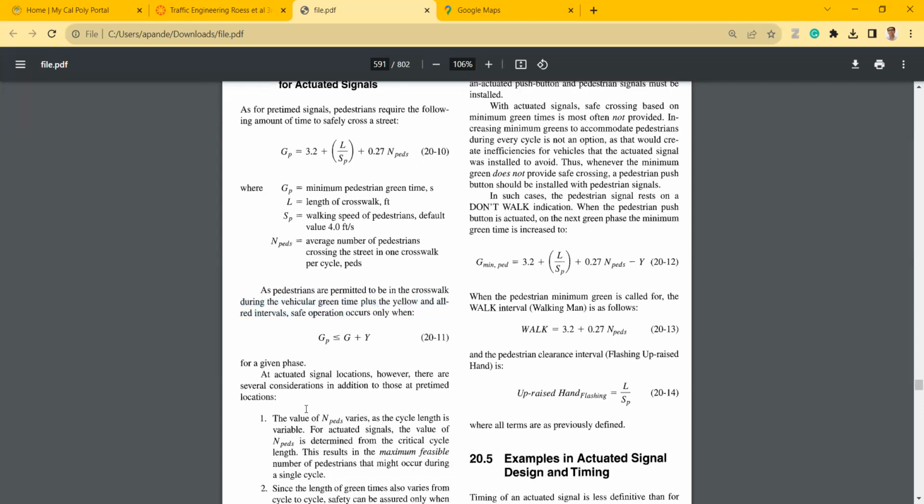Because remember, after this G plus Y, the other side has to turn green, right? And you don't want pedestrians to get caught up in that crosswalk when the conflicting through movement starts, right? So this is what I'm going to look for here. Let's say I have a signal approach, this is my crosswalk right here, right? So I'm allowing this green to go. So G plus Y for this, and GP for this. GP is measured for this approach, G plus Y is for this approach. GP should be less than or equal to G plus Y.